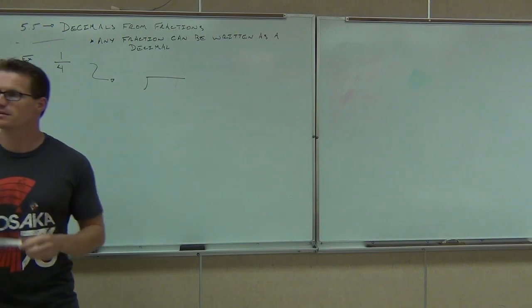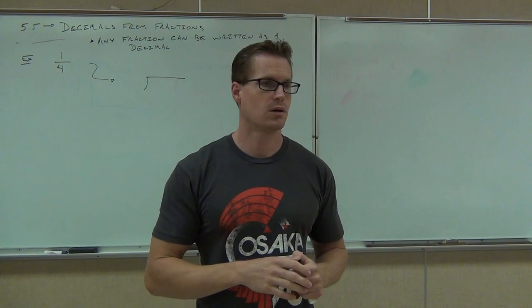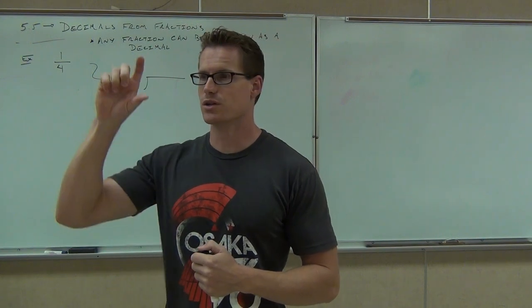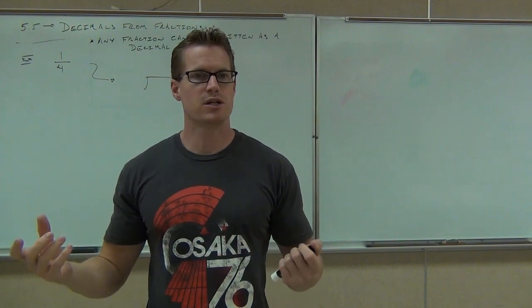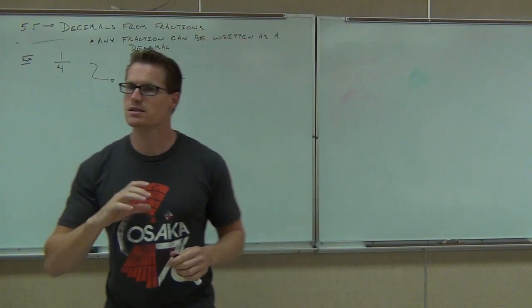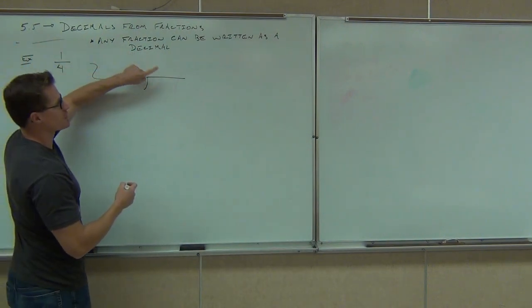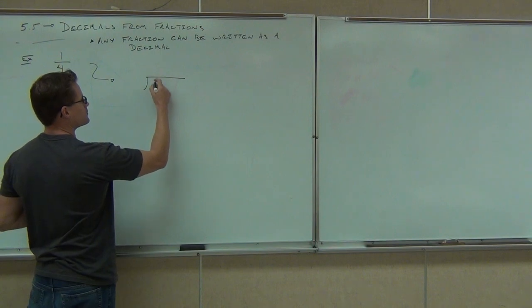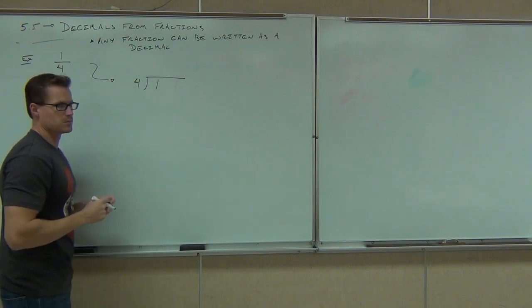The question is, if I'm going to write a fraction as a division problem, which I can do, what goes on the inside of my division symbol? Is it the 1 or the 4? The numerator. So even though 1 is a smaller number, it's going to go on the inside of our division symbol. The top number, our numerator, always goes on the inside of our division symbol. So 1, and on the outside, we have our 4.